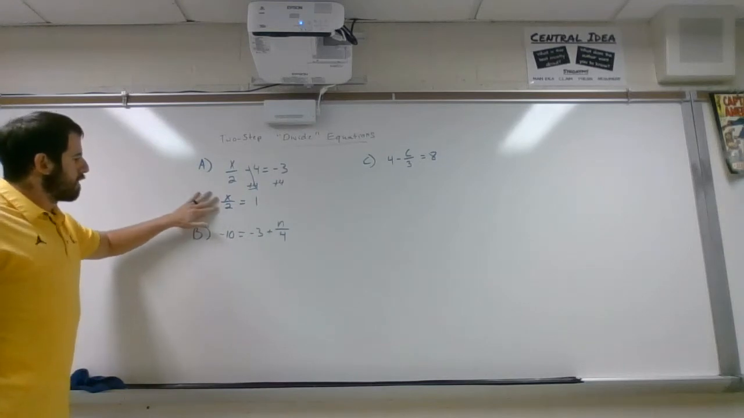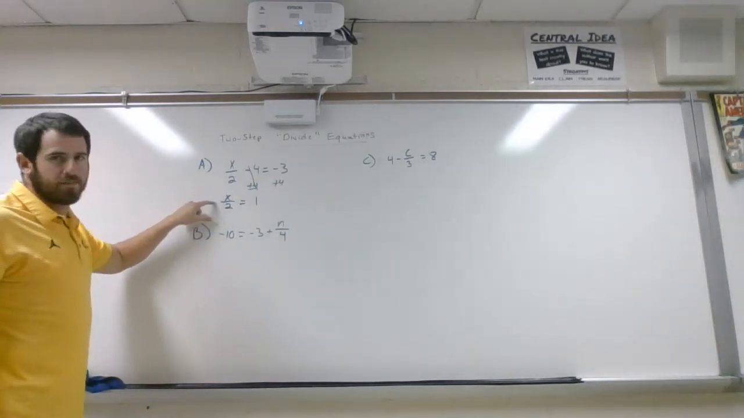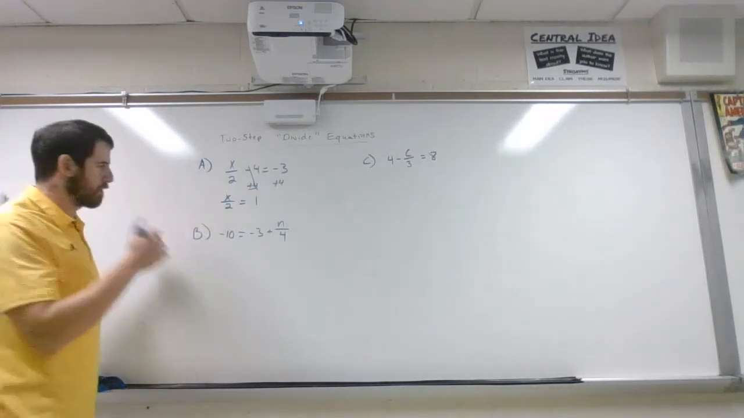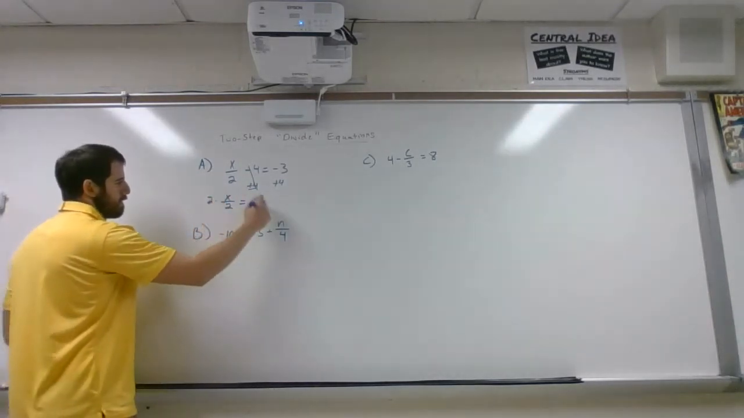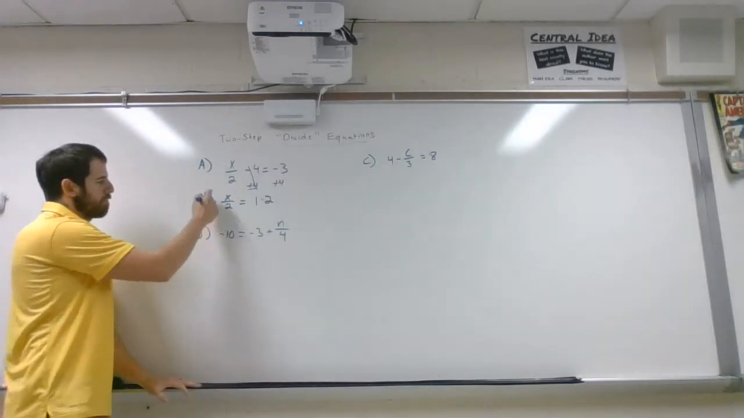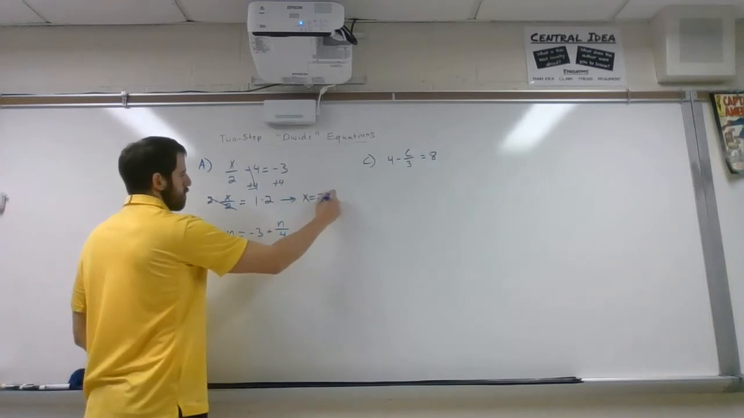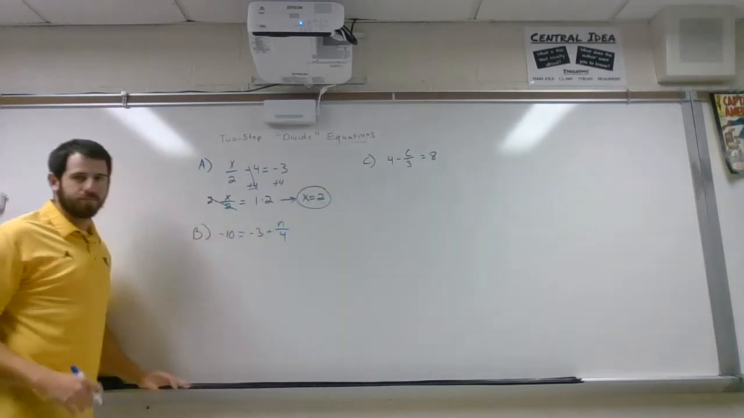Now, don't get confused by this, okay? This is saying x divided by 2. The opposite of x divided by 2 is to multiply by 2. A lot of people see that and they get caught up. Those cancel. We get x equals 2 as our answer.